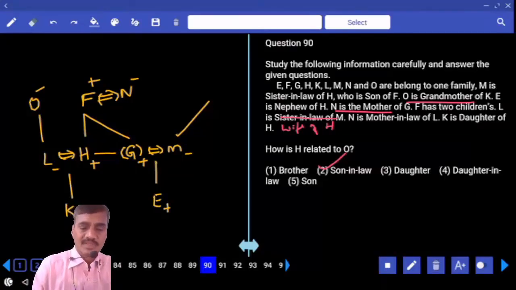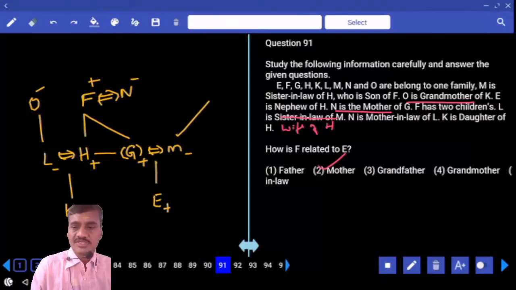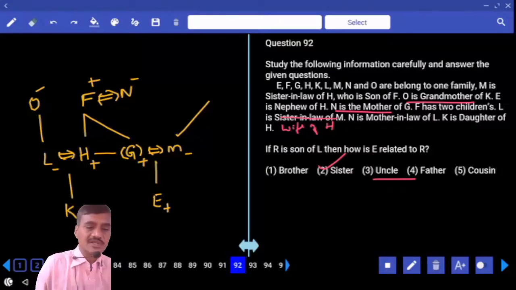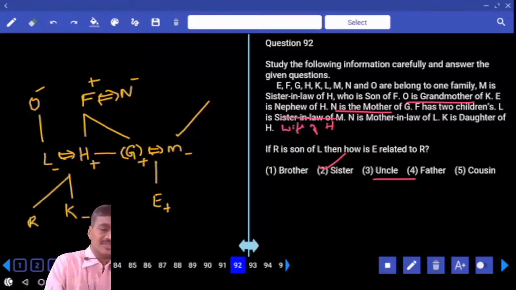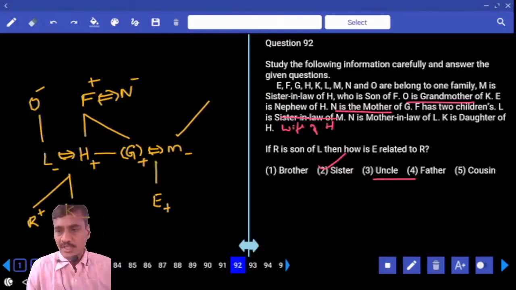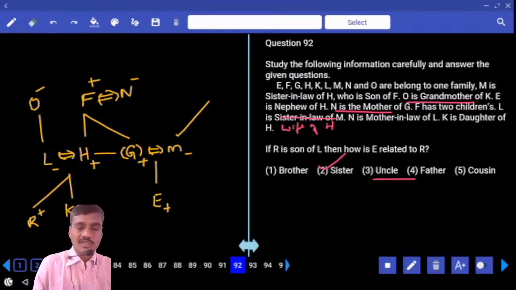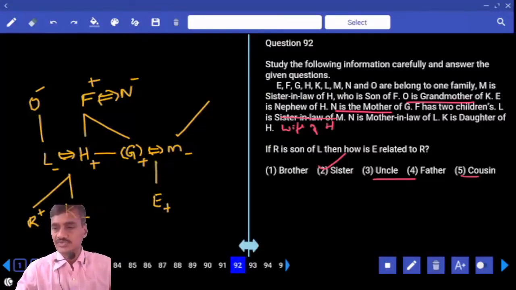Next one, 91. How is F related to E? Is father's father, grandfather, choice 3. Yes. And 92, if R is the son of L, means R and K are siblings to each other. How is E related to R? E and R are cousins to each other, choice 5.